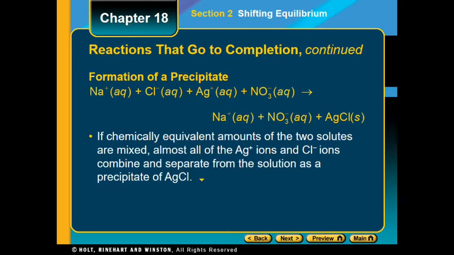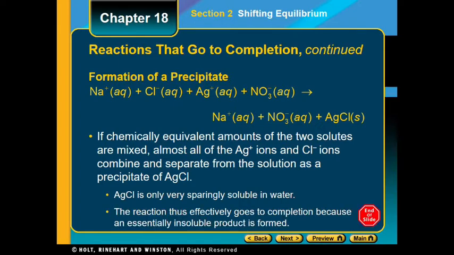If chemically equivalent amounts of the two solutes are mixed, so that's your sodium chloride and your silver nitrate, almost all of the silver ions and chloride ions combine and separate from the solution as a precipitate of silver chloride. Silver chloride is only very sparingly soluble in water, so the reaction effectively goes to completion because an essentially insoluble product is formed. So again, the forward reaction here is what's going to take place because you are creating a precipitate which basically is insoluble.